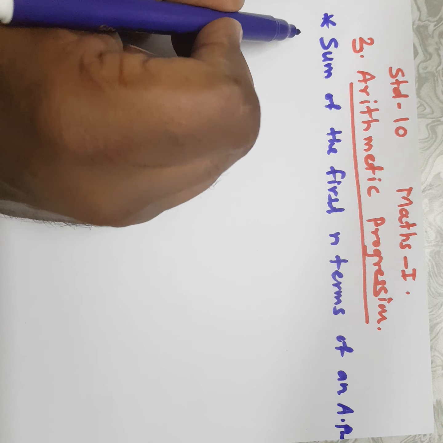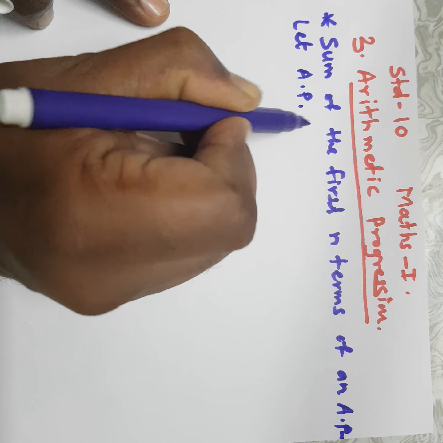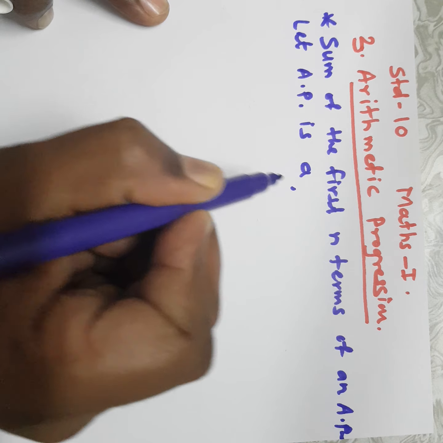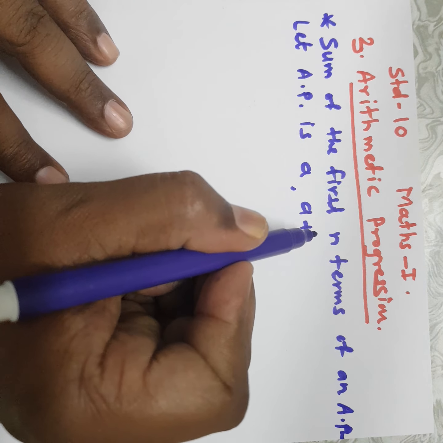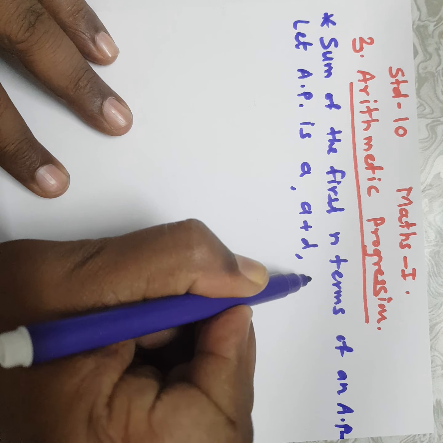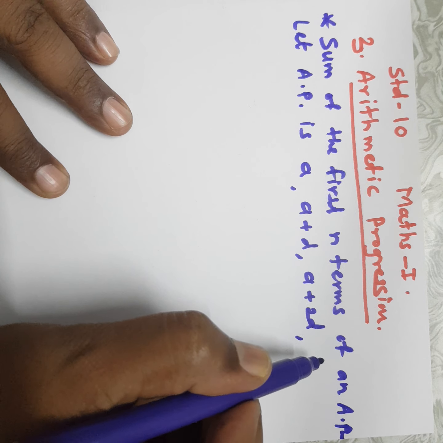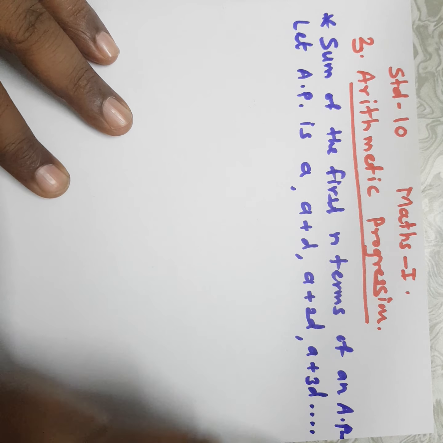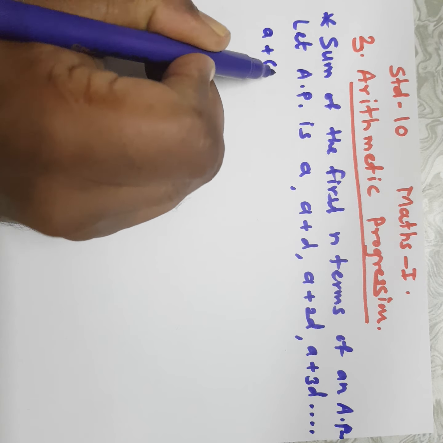Here we have to consider, let the arithmetic progression be such that first term t1 is equal to a, second term t2 is equal to a plus d, then third term will be a plus 2d, fourth term will be a plus 3d, and so on, and last term will be a plus n minus 1 into d, that is nth term.